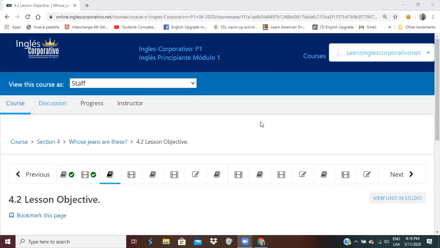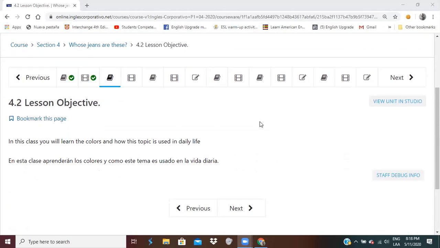All right, everybody, I see that almost everybody is finished. So we're going to go ahead and move forward. We're going to be looking at section number 4.2, lesson objective. In this class, you will learn the colors and how this topic is used in daily life.